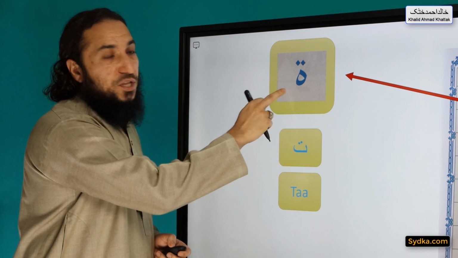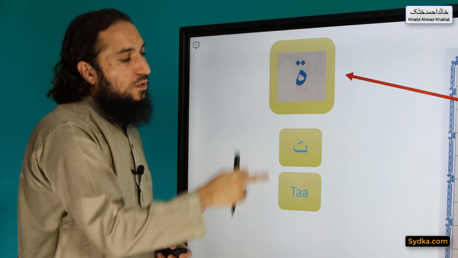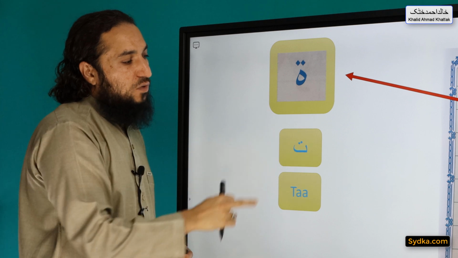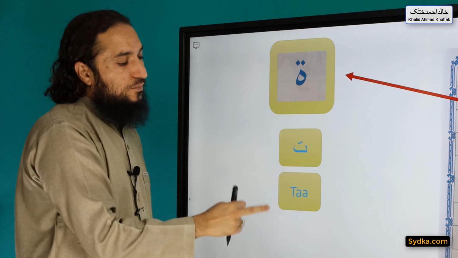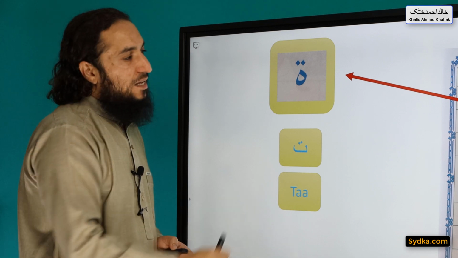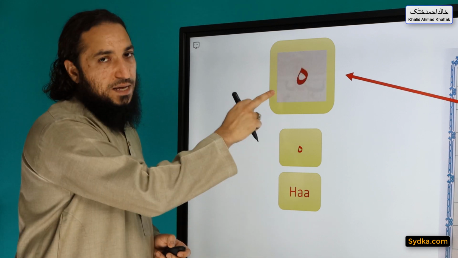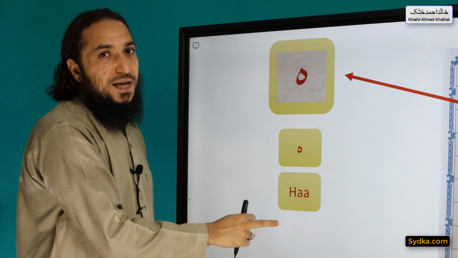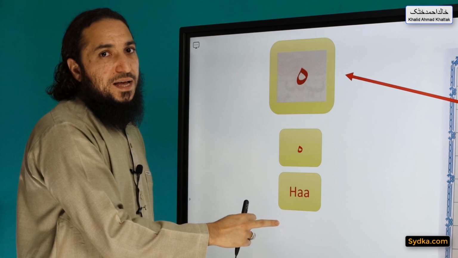This is another way of writing ta. It's called ta marbuta. This way of writing is called ta marbuta, but it is actually ta. Ta. That's ha on its own. Ha.